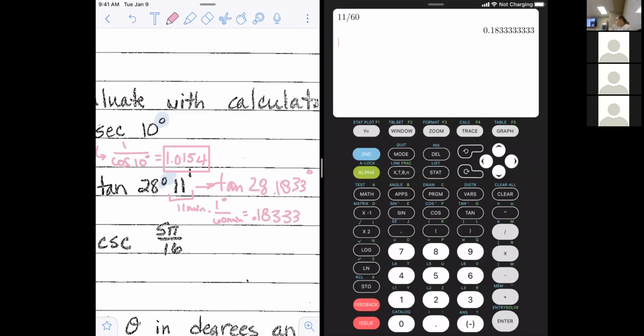And again, it's not cotangent. There's a physical button that says tangent. It still says degrees, so I'm going to keep my calculator in the degrees mode. I'm not changing anything yet. And I'm going to do 28.18333, as many or as few threes as you want. And that's going to be 0.5358.